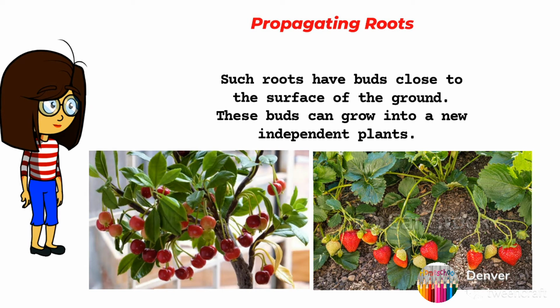Propagating roots. Such roots have buds close to the surface of the ground. These buds can grow into new independent plants, as in the case of cherry trees and strawberry plants.